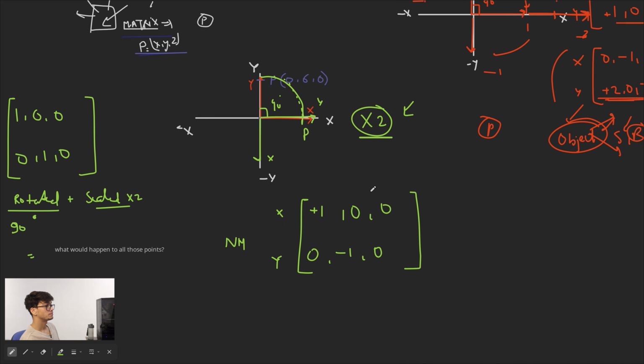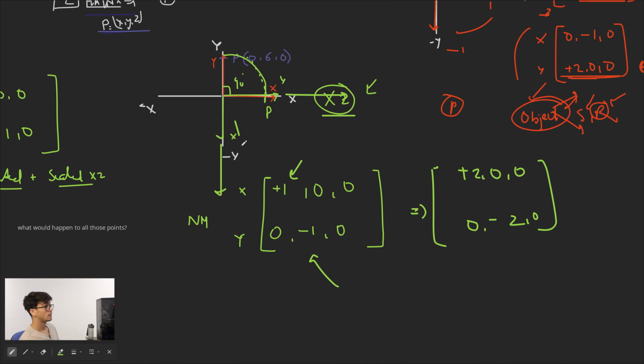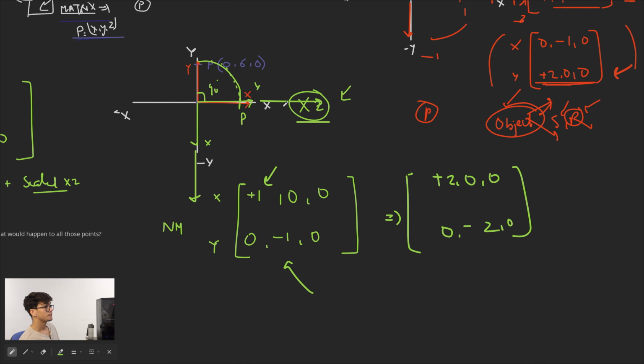We scaled it by 2. What would happen to x and to y? Its matrix will be positive 2, 0 and 0, and 0 and -2 and 0, right? So the x will be twice as long and y will be twice as long too. So our object would be twice as scaled. What would happen to all these p points? Let's say this point position was 6 in y.